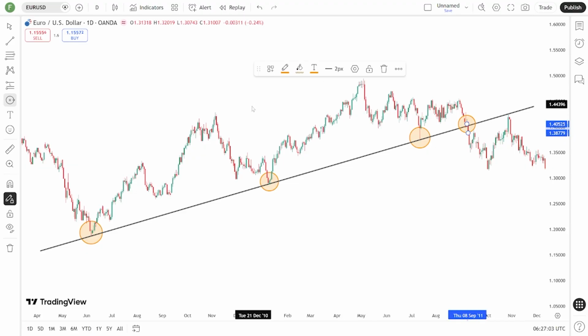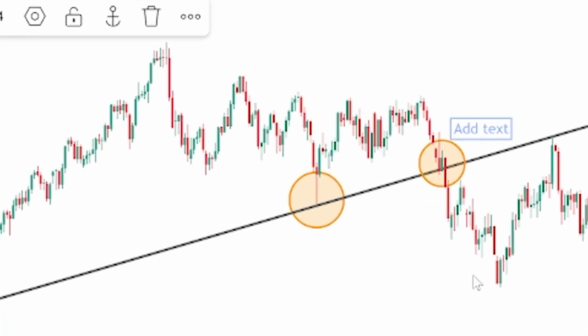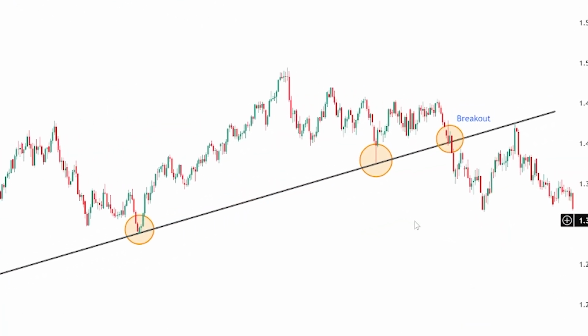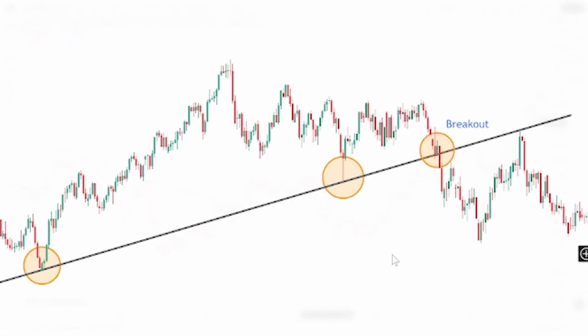More touches equals stronger line, but beware. A line tested too much can weaken, like a wall you keep hitting. Eventually, it breaks. So don't just blindly say, oh, it hit 5 times, it's perfect. No, check if the reactions are still strong.